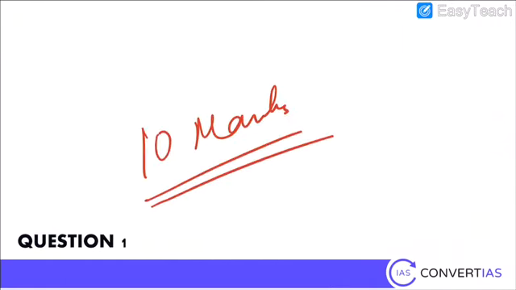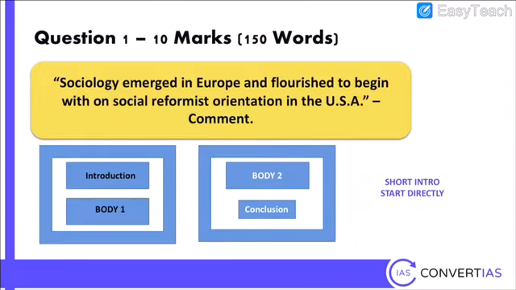Now let's discuss a sample question from a 10 marker which has been asked previously. Question 1 is of 10 marks and you have to answer it in 150 words. So what is the question? The question is: sociology emerged in Europe and flourished to begin with on social reformist orientation in the USA. First of all, you have to divide the question and try to understand what it means.